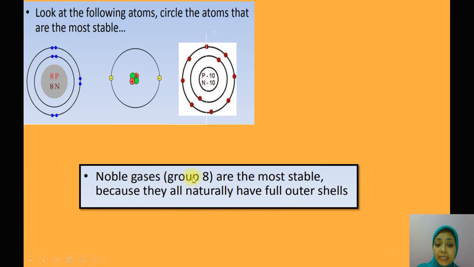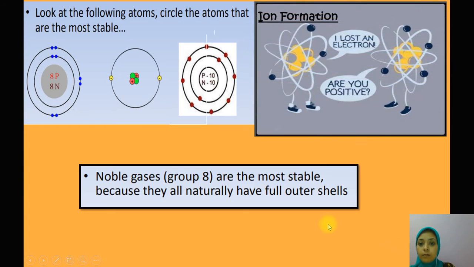So the noble gases are the most stable because they naturally have full outer shells: the first with 2 electrons, and the rest of them with 8 electrons. Okay. The ion formation. So we have the atom that is stable, the noble gas.